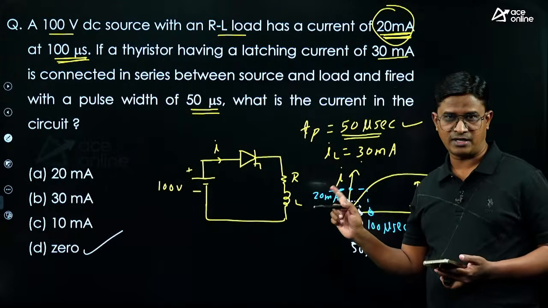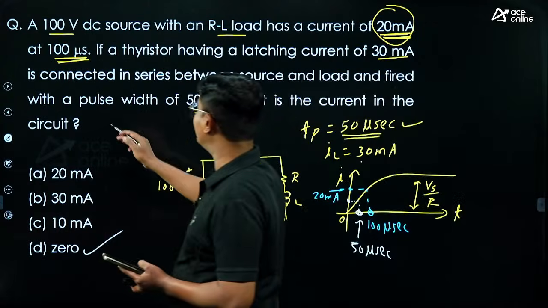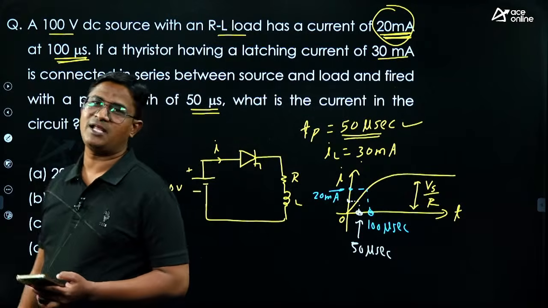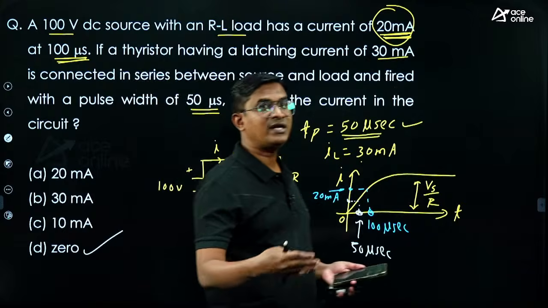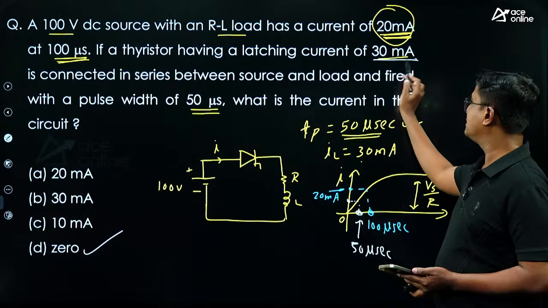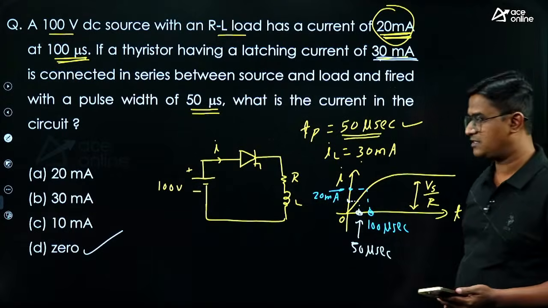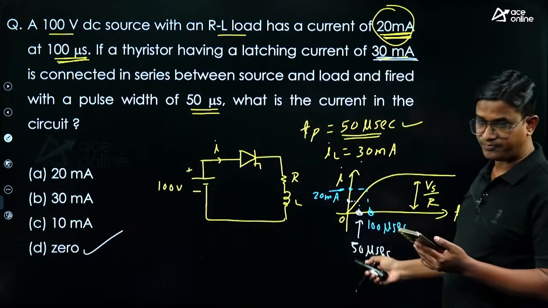Alright, please understand this question. They are saying at 100 microsecond the current is 20 milliampere. So definitely at 50 microsecond your current will be less than 20 milliampere. Less than 20 means definitely it will be less than the latching current value. Therefore my SCR will not be maintained in the on state, it will come back to the off state.